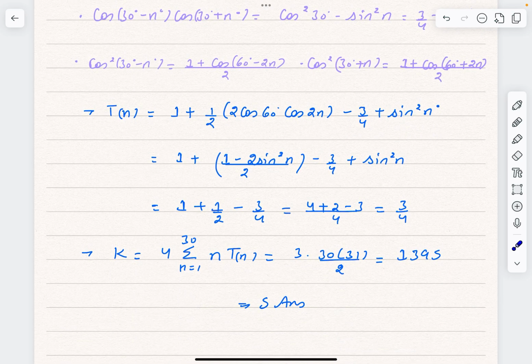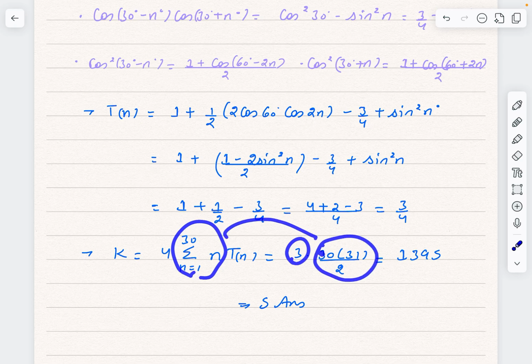Now here this will be just 1 because cos 60 is half. And cos 2n we can write as 1 minus 2 sine square n. The 1 by 2 as it is, minus 3 by 4 plus sine square n. When you split, the sine square n part gets cancelled out, you get 1 plus 1 by 2 minus 3 by 4, so this will just be 3 by 4. Then you want 4 times the sum of t n from 1 to 30, so 4 t n is just 3, or t n is 3 by 4. So you get 3 times summation n, that will be 30 into 31 by 2, we get 1395, so answer will be 5.